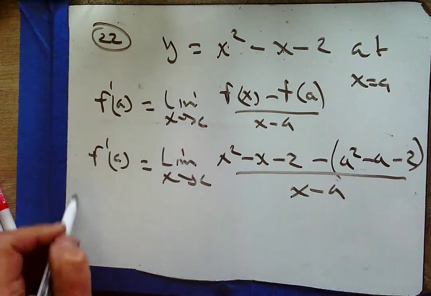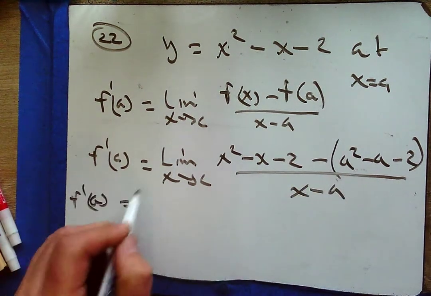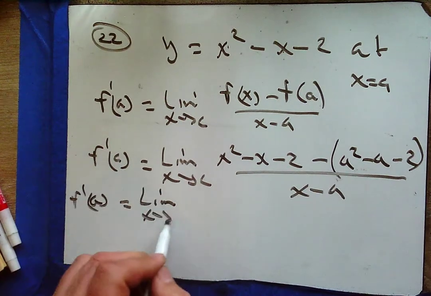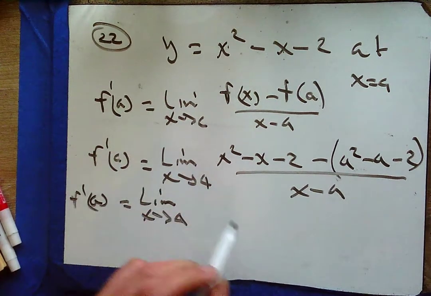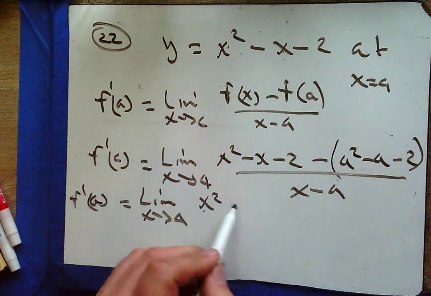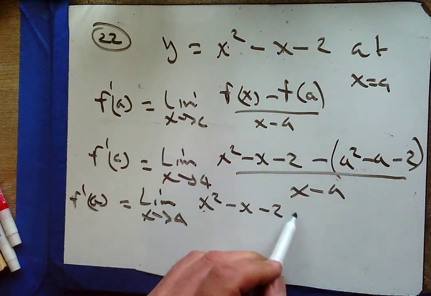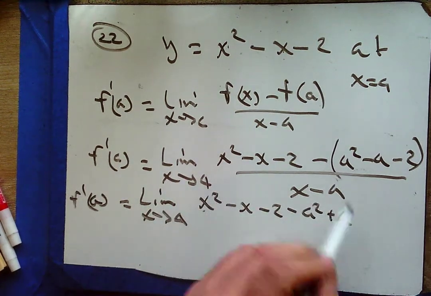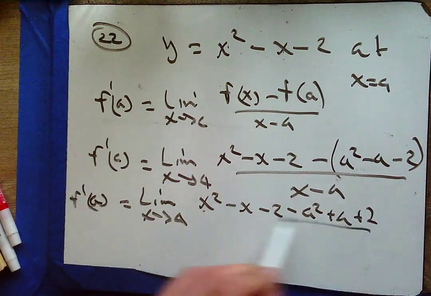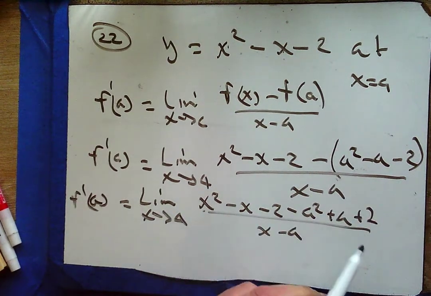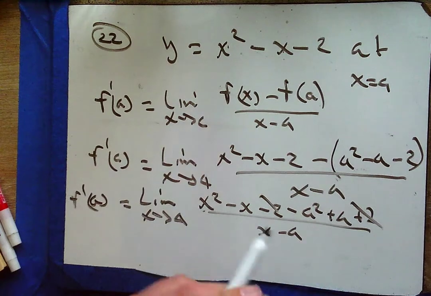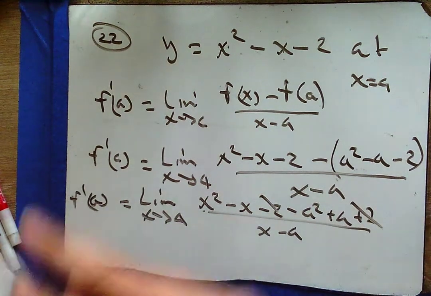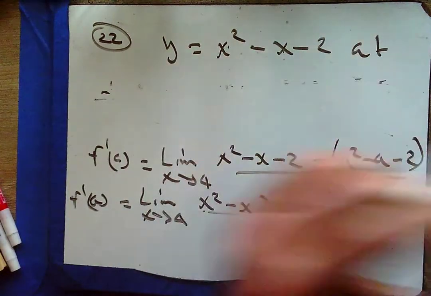Well, so then we're going to have f prime of a is the limit as x approaches a of x squared minus x minus 2 minus a squared plus a plus 2 over x minus a. And I see the 2's cancel. Does that help? Is everything good now? All right, let's keep going.